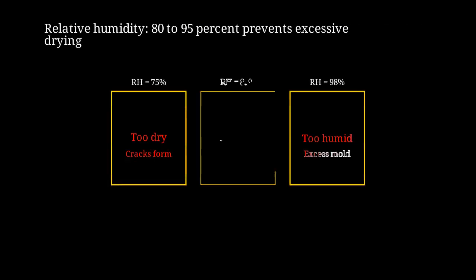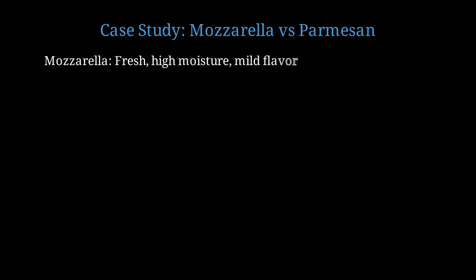The sweet spot for most cheeses is around 85% relative humidity. This balances moisture retention with preventing spoilage. Let's compare two very different cheeses to see how these principles create distinct products: mozzarella and Parmesan. Mozzarella is a fresh cheese with about 50 to 60% moisture. It's made using thermophilic cultures and heated to 38 degrees Celsius. The curds are stretched in hot water, creating its characteristic fibrous texture.